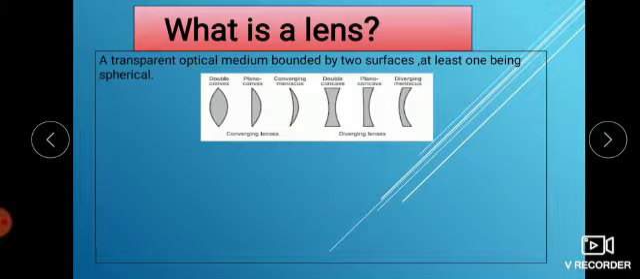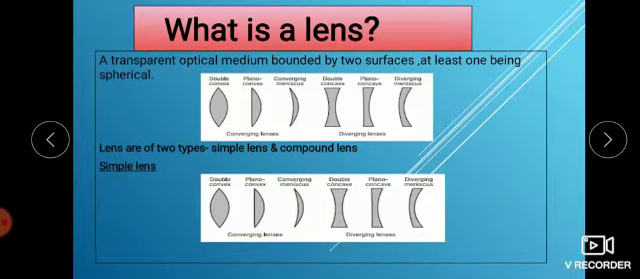Is that clear? Lenses are of two types, simple lens and compound lens. Simple lenses are the ones we just described. In the picture you see the double convex lens, that is two convex surfaces together, plano convex with a plane and a curved surface, and converging meniscus with two curved surfaces. Then you have double concave, plano concave, and diverging meniscus. All these are simple lenses, which are an optical medium with two bounding surfaces, one being spherical and the other plane or spherical.